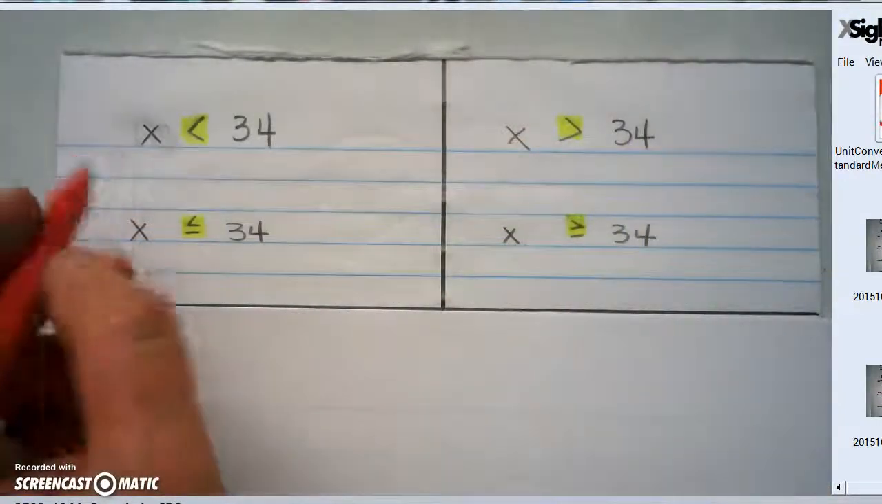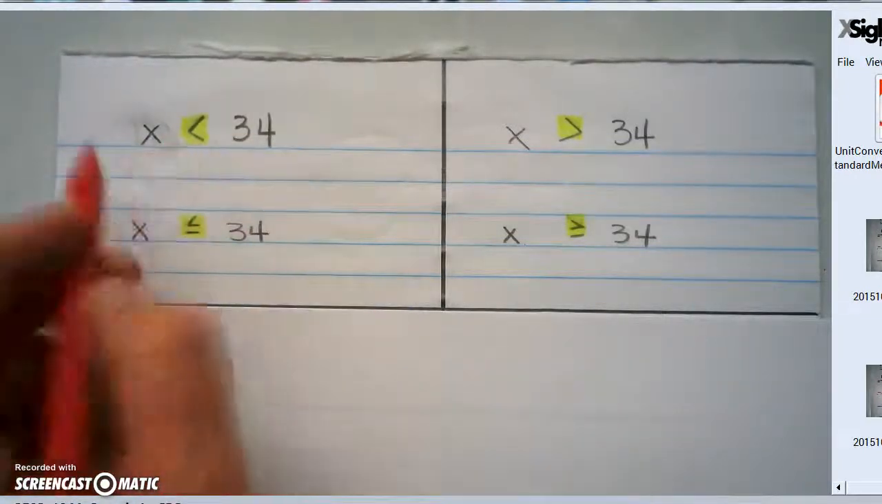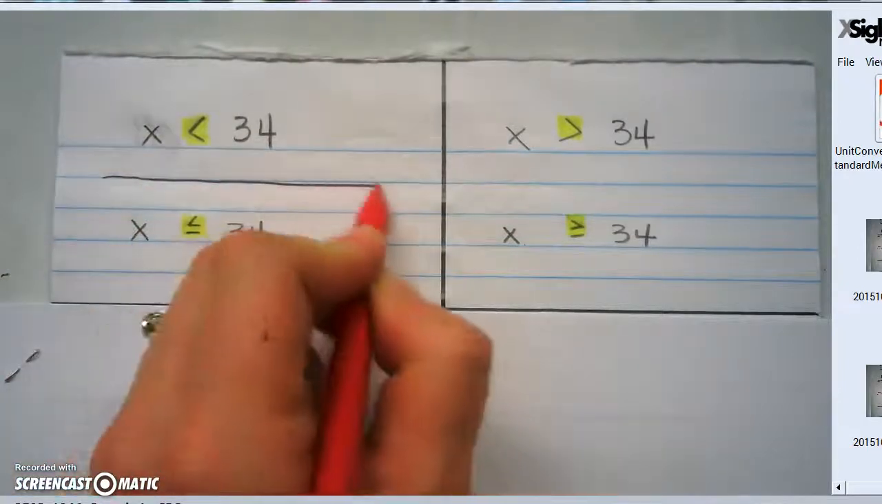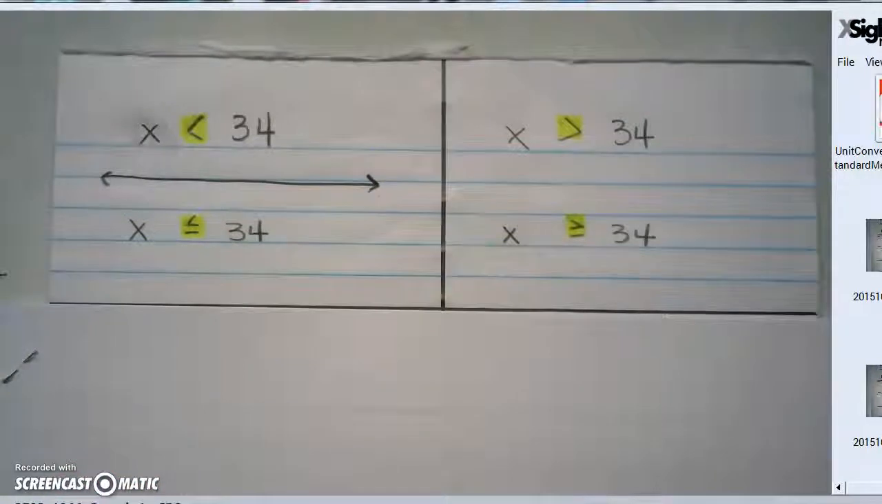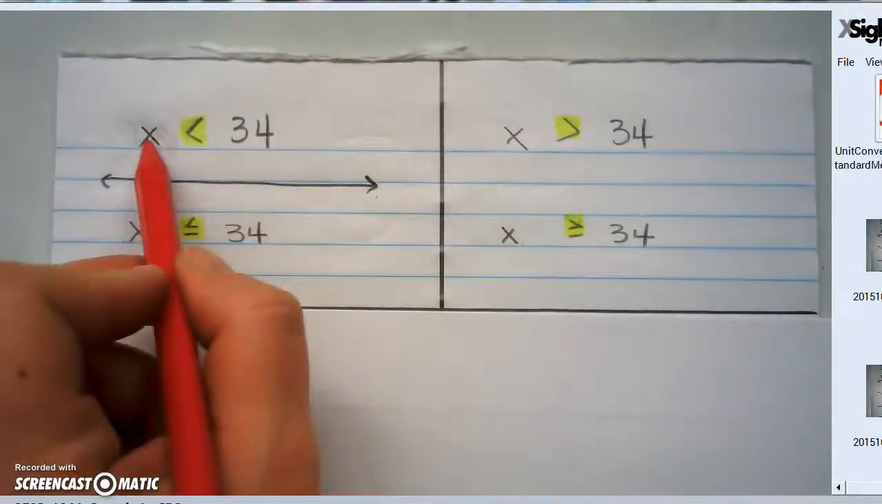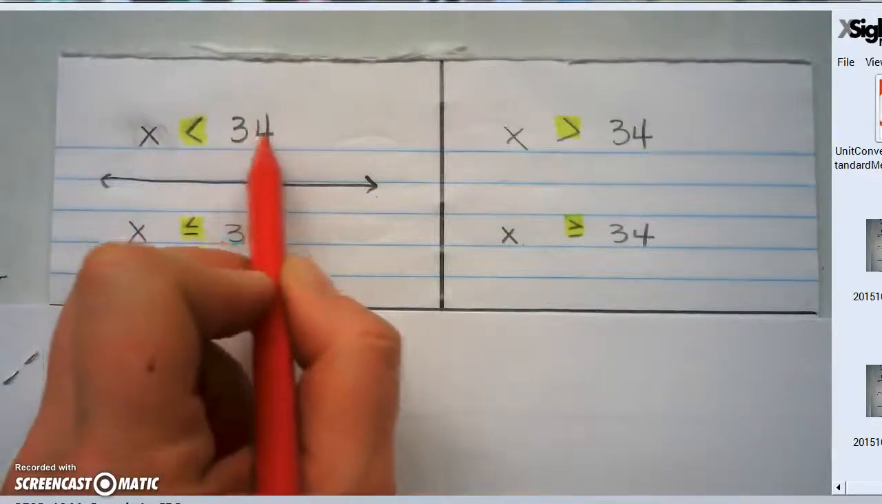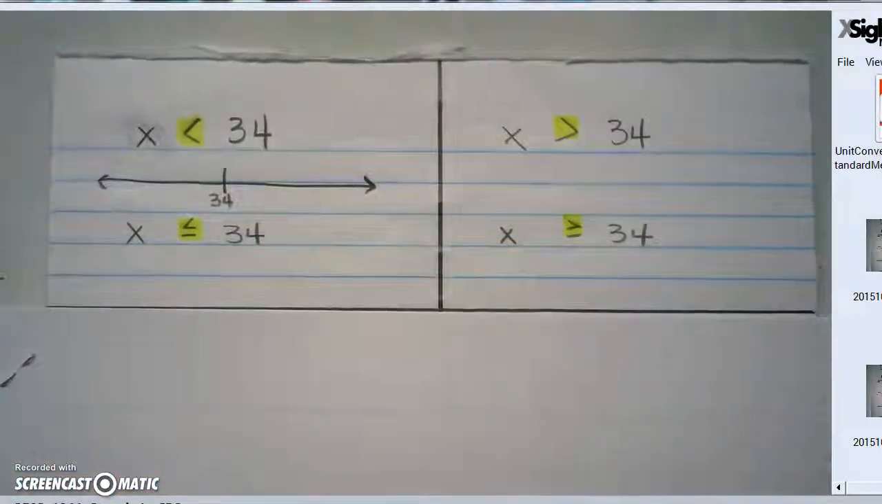Let's take a look at how those look on a number line. If I were going to graph x is less than 34 on a number line, you can start just by drawing a line. And if you put a little arrow on both ends, it means it goes on and on forever in both directions. And since we're graphing the inequality of x being less than 34, I'm going to put 34 right there in the middle of my number line.